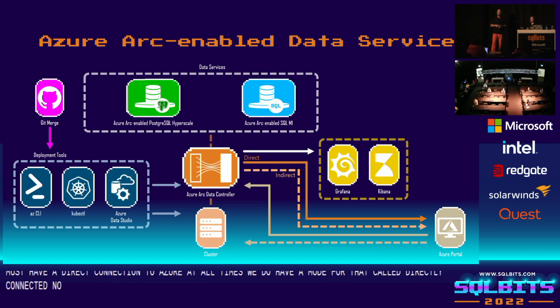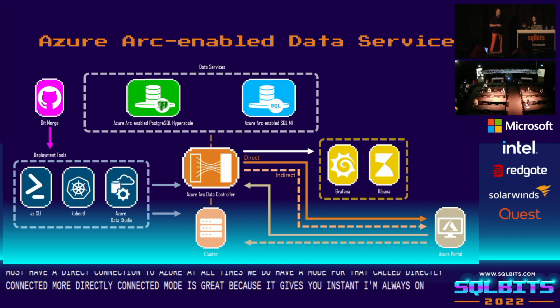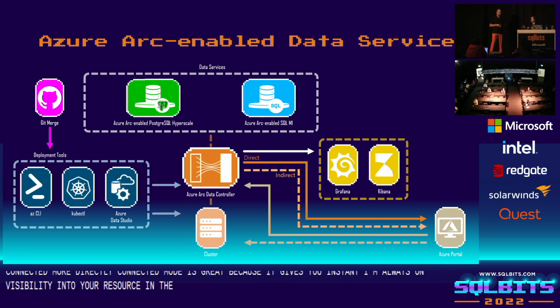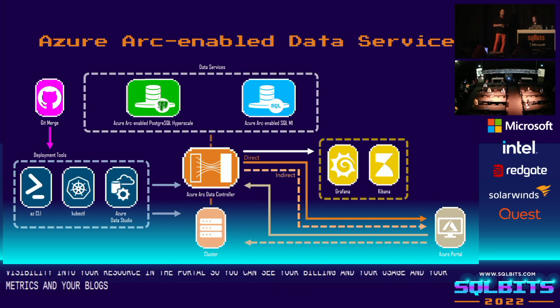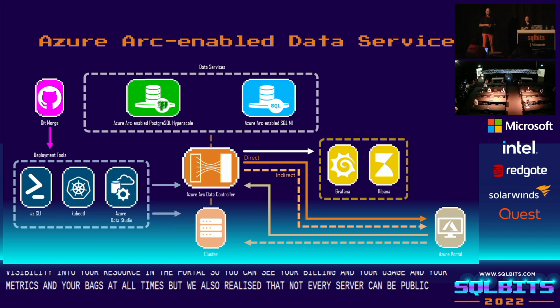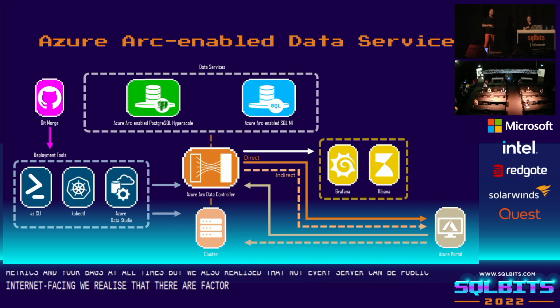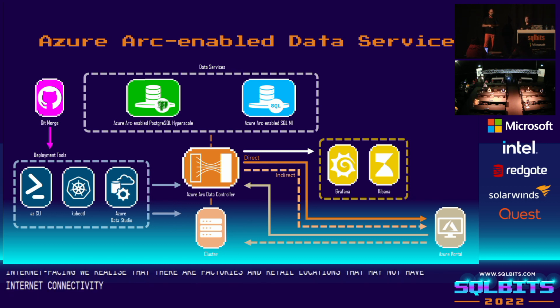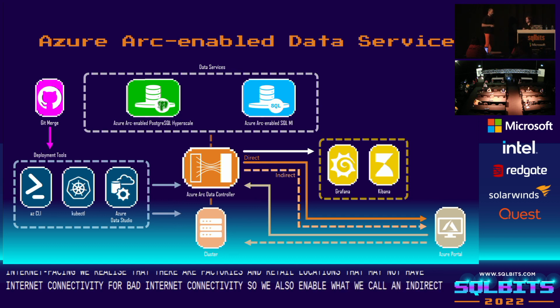Directly connected mode is great because it gives you instant, always-on visibility into your resource in the portal, so you can see your billing and your usage and your metrics and your logs at all times. But we also realize that not every server can be public internet facing. We realize that there are factories and retail locations that may not have internet connectivity or have bad internet connectivity. So we also enable what we call an indirectly connected scenario.